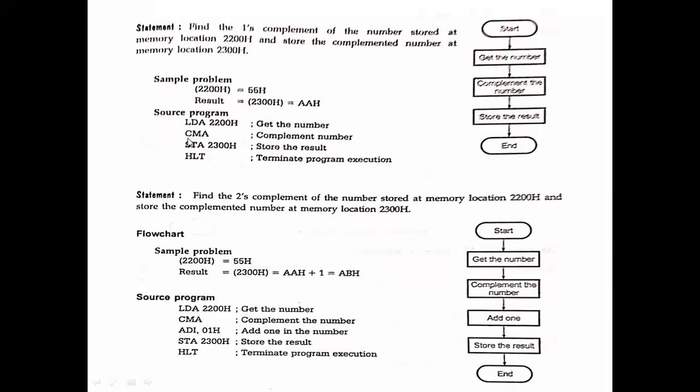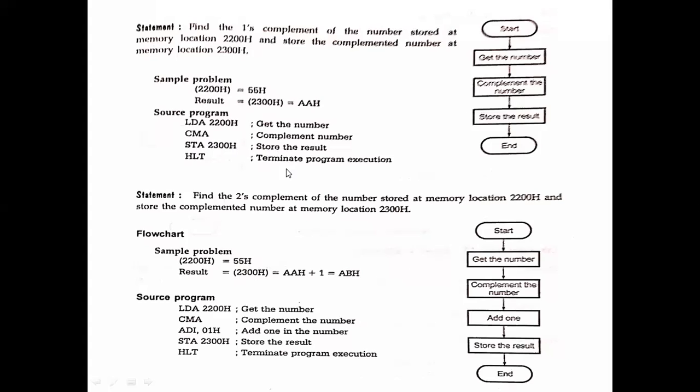Now what we have to do, we have to copy that result somewhere in the memory location as mentioned in this statement, 2300. So what we'll do, we will use the instruction STA 2300, which will be used to store the result. So whatever is available in the accumulator, it will be copied into the memory location 2300, and then halt the program. Program is finished.